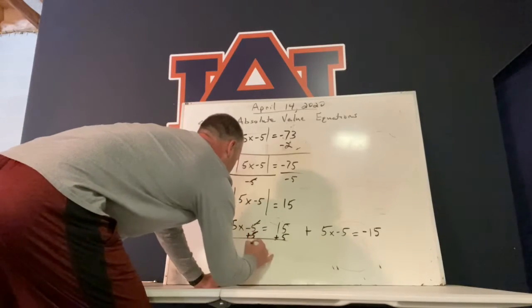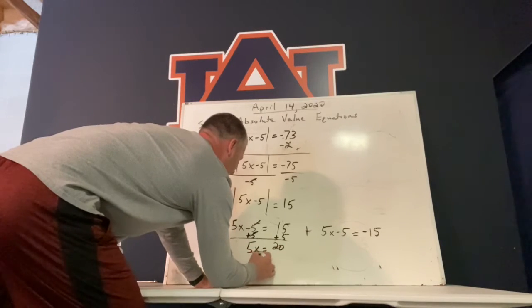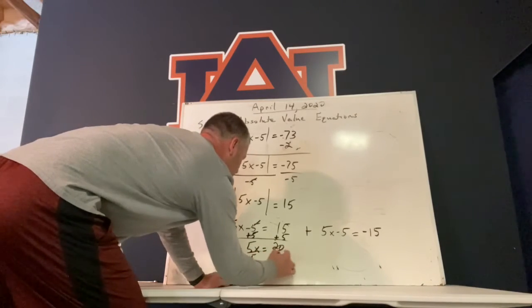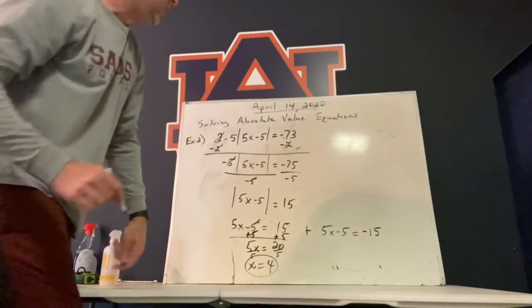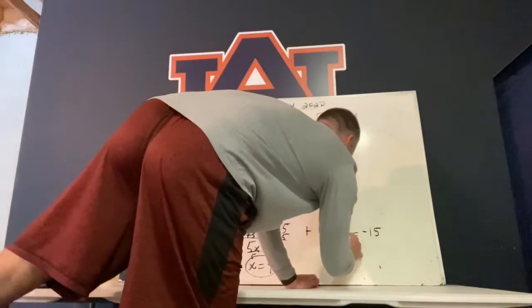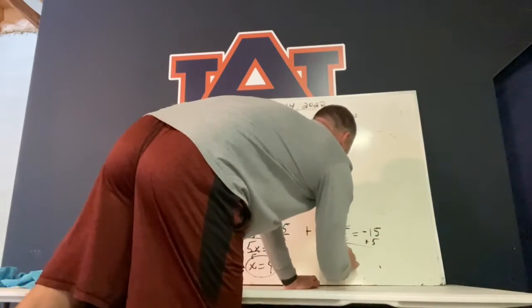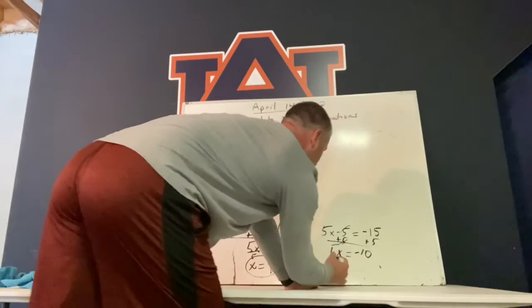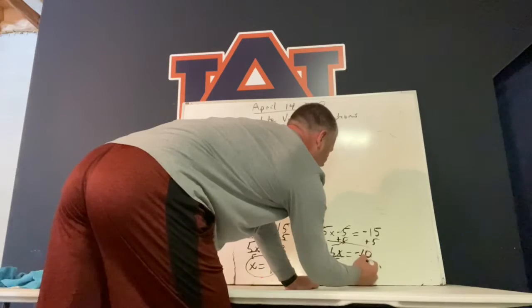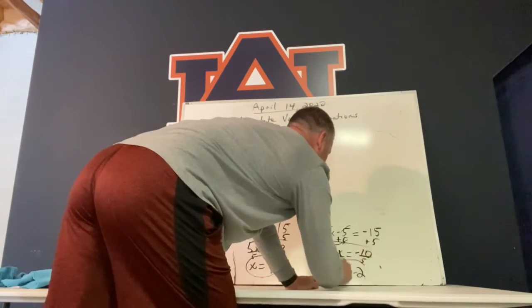Okay? So we get 5x is equal to 20. Divide by 5, we get x is equal to 4. So x equals 4 is one of our answers over here. Add 5, we get 5x is equal to negative 10. Divide by 5, therefore we get x is equal to negative 2.